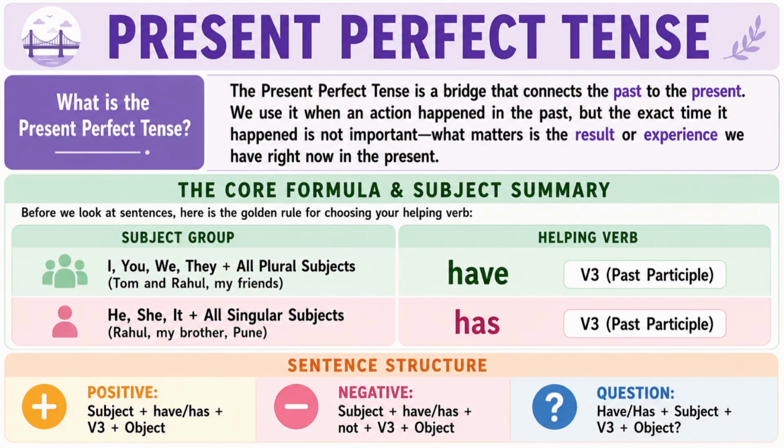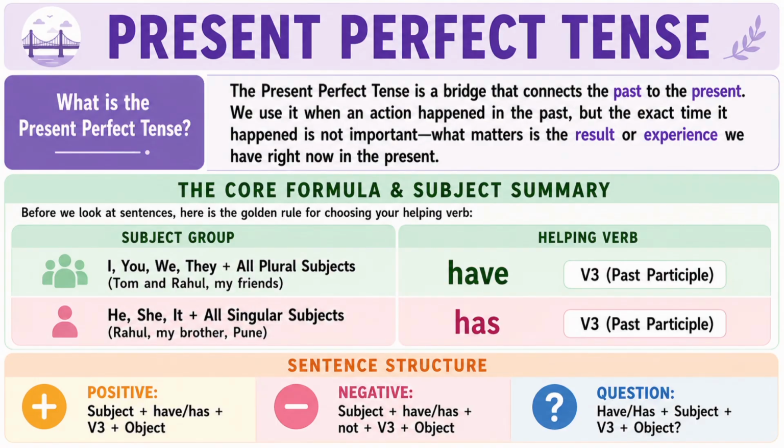Before we look at the uses, let's learn the basic formula. We use have with I, you, we, they, and all plural subjects such as Tom and Rahul or my friends. We use has with he, she, it, and all singular subjects such as Rahul, my brother, or Puna. Now let's learn the sentence structure.